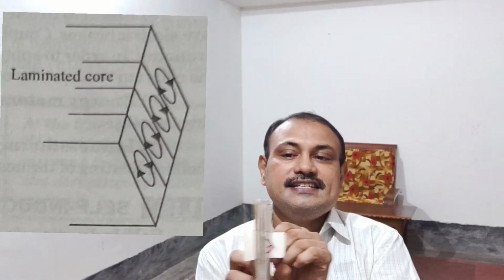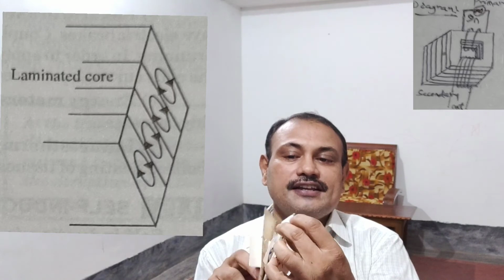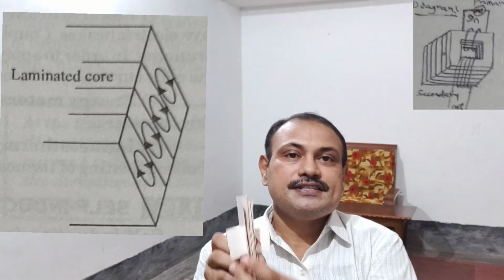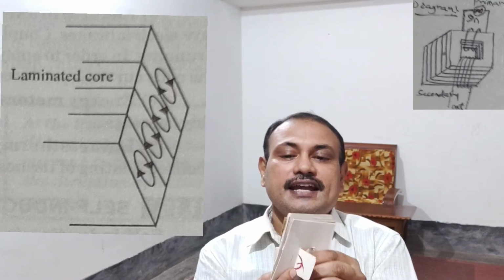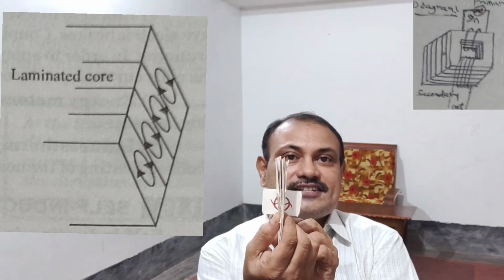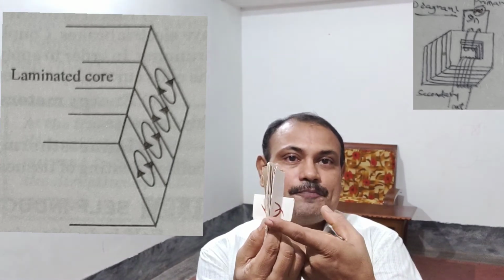And I can show you laminated sections also. If you see, these are some of the laminates which I have joined. Each of them is insulated. You can see each of these is insulated. Now what happens, if you see it very carefully, this is the direction of the eddy currents. You can see that the eddy current direction is this way.